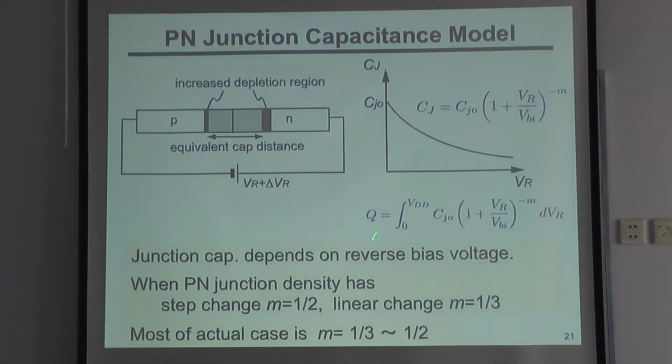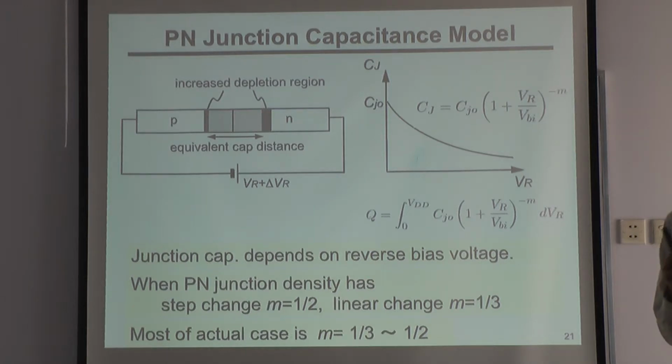And the total charge necessary to switch from 0 to high is the integral of this, depending on reverse bias. So when we want to estimate how much charge is injected or coming from this PN junction at one switch, we have to calculate this.